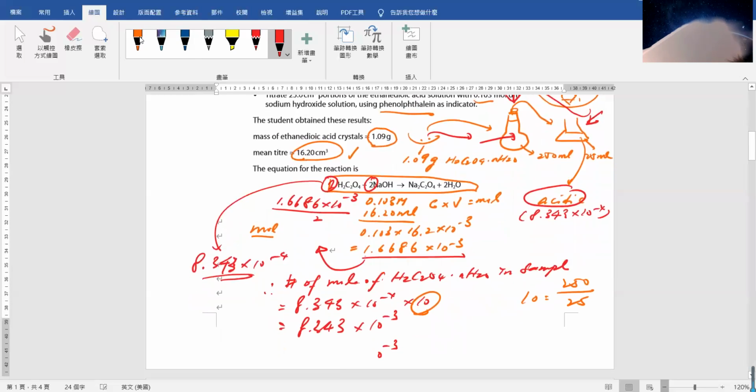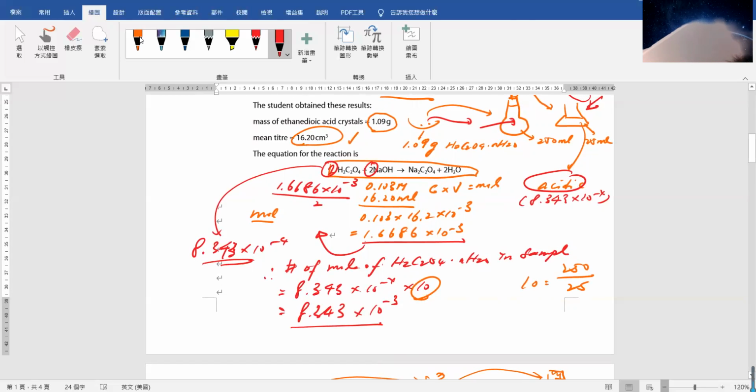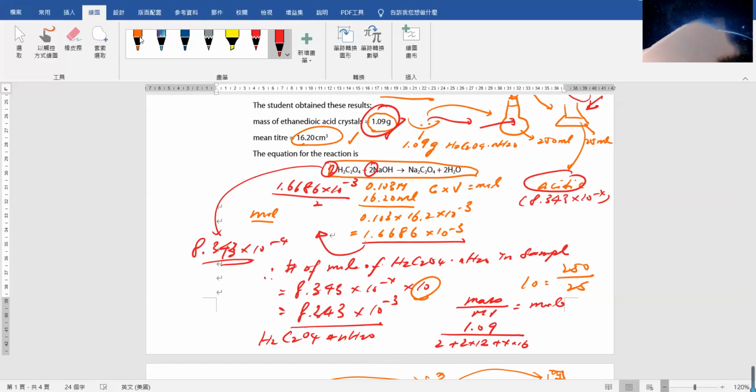好, the question asks you to work out M, right? You have the number of mole and you have the mass. So mass over molar mass will be the mole. The mass is 1.09. The molar mass is here, H2C2O4 with n water, so 2 plus 2 times 12 for carbon, 4 oxygen, plus 18n for water, equals to the number of mole, this number. Then you only have one unknown, so you can solve n out.